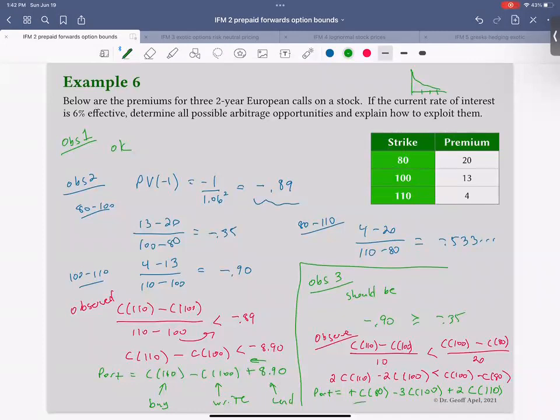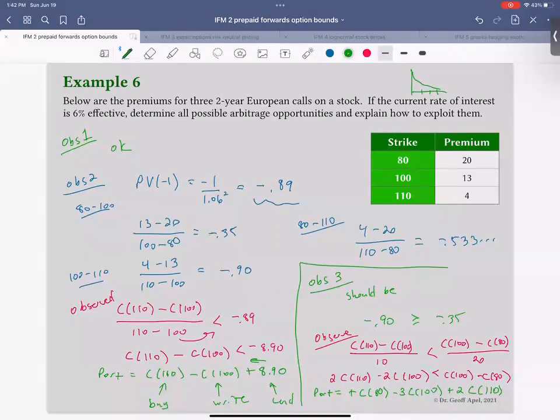So probably if I thought about how much money I would get here, I would have a positive inflow at time 0, and then in the future, it's going to be a butterfly payoff, which we talked about yesterday, which is always 0 or more. So I'm actually always going to do good. And in fact, you can compute that out here. 20 minus 3 times 13 plus 2 times 4.